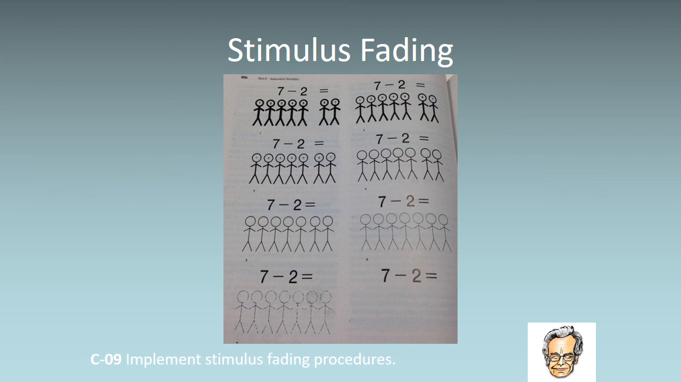But remember, we want the person to be able to respond to just seeing 7 minus 2. So we have to fade out the extra help. And that's exactly what this picture is showing. That is an example of stimulus fading. We are making the stimulus less and less apparent until we can totally fade it out.